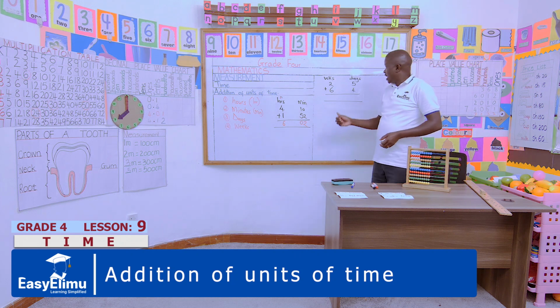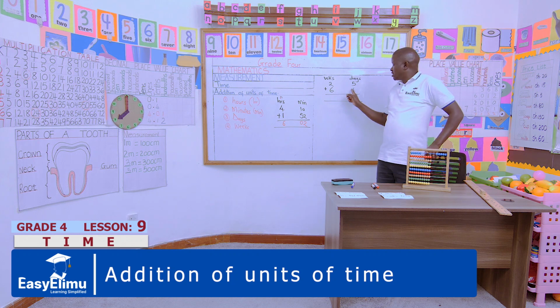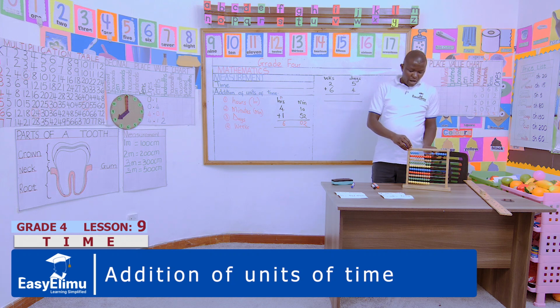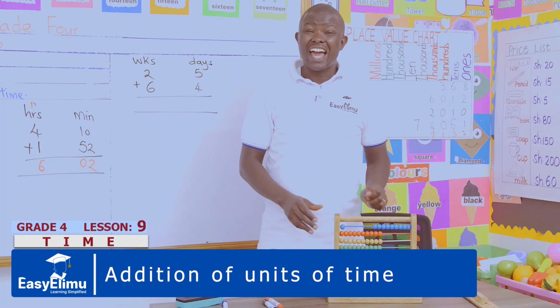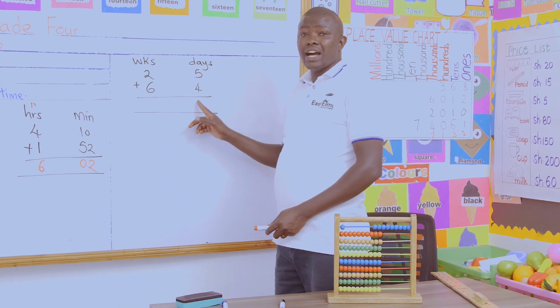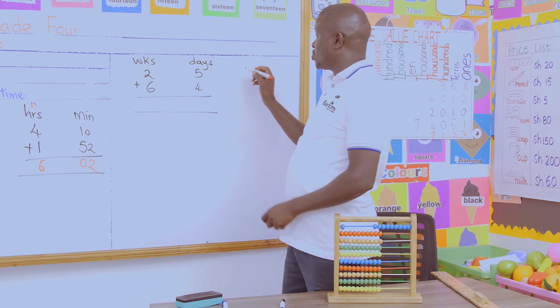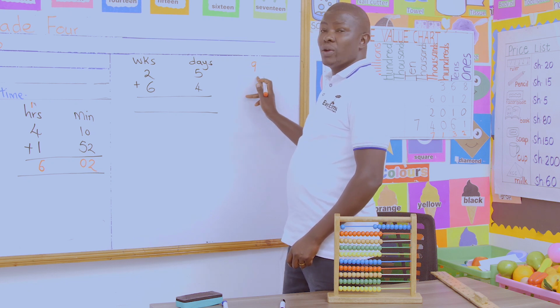We have said the first one are 5 days. So we take 1, 2, 3, 4, and 5. We had how many days? 4. 1, 2, 3, and 4. What do we have? We have 9 days. Remember again, we cannot write 9 days here because a week ends at 7 days. So what shall we do? We now take away 1 week here.